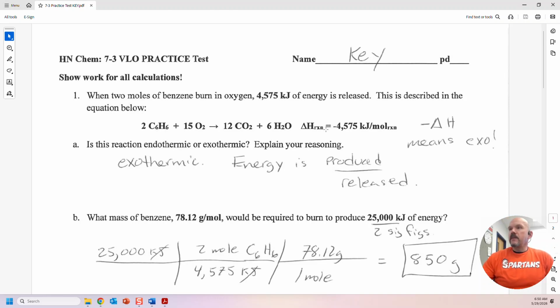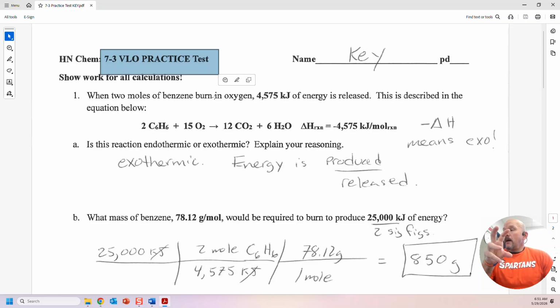All right, guys. In this video, we're just going over the 7-3 VLO practice test. So this is all the stuff that we need to be able to do with basically delta H, different calculations we can do with it, and then also specific heat capacity.